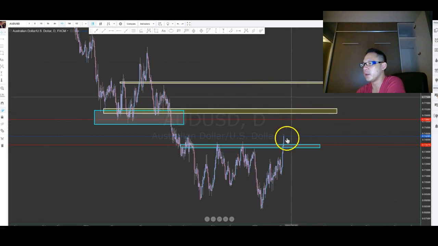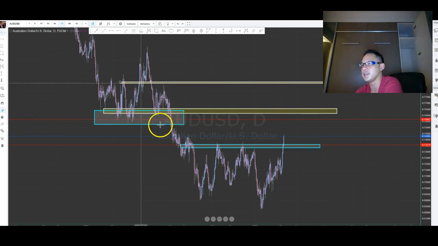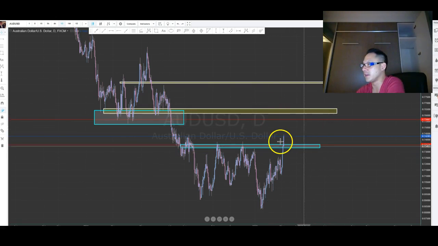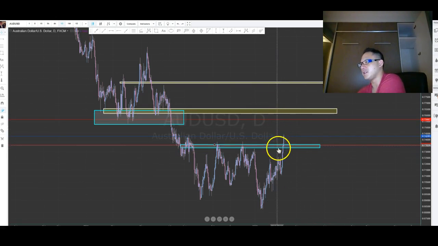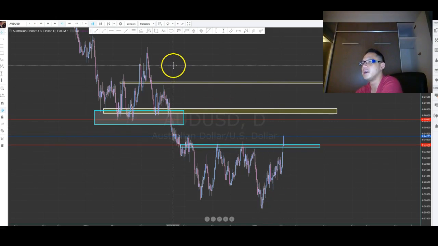Either way, there are trading opportunities here too. But for now, I'm a little bit skeptical of the Aussie dollar, so I'd only be looking for short trades, right? Until it gives me more evidence that this is the bottom here. I still think there's more bad news for the Aussie dollar. I don't really believe in this rally here.